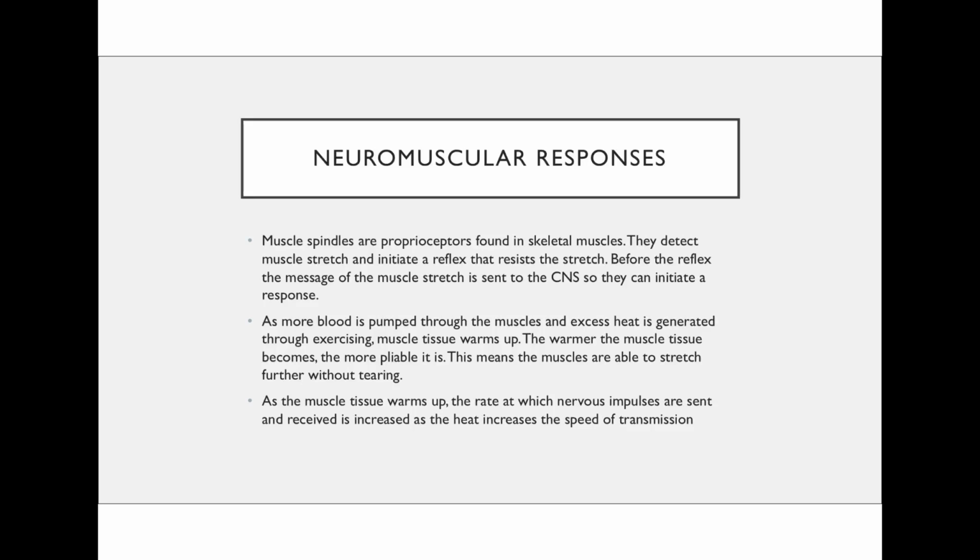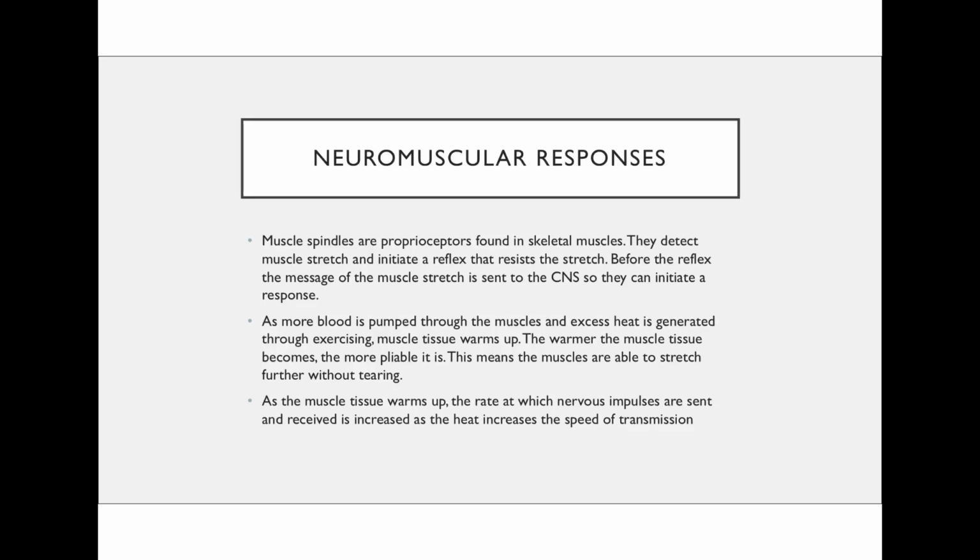Neuromuscular responses. Muscle spindles are proprioceptors found in skeletal muscles. They detect muscle stretch and initiate a reflex that resists the stretch. Before the reflex, the message of the muscle stretch is sent to the CNS so they can initiate a response.